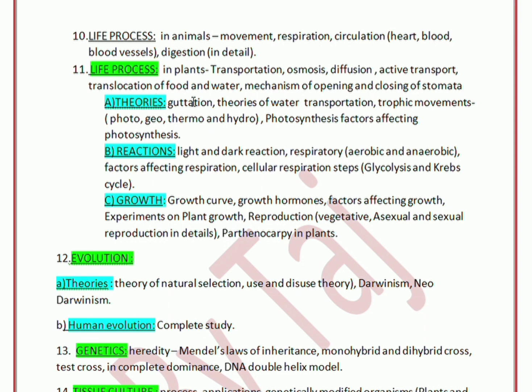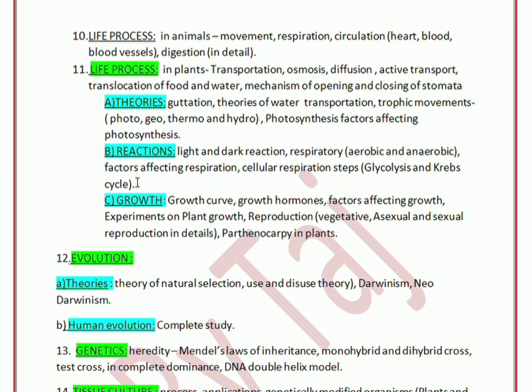Life process in plants, what you have to learn is about the transportation, osmosis, diffusion, active transport, translocation of food and water, mechanism of opening and closing of stomata. And the theories you have to learn in this part are about guttation, theories of water transportation, tropic movements, photo, geo, thermo and hydrotropic movements, photosynthesis, factors affecting photosynthesis.